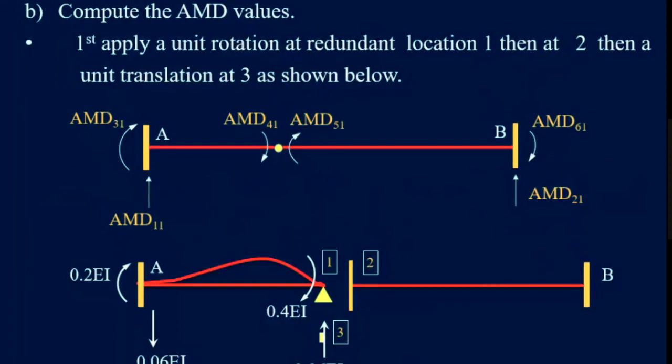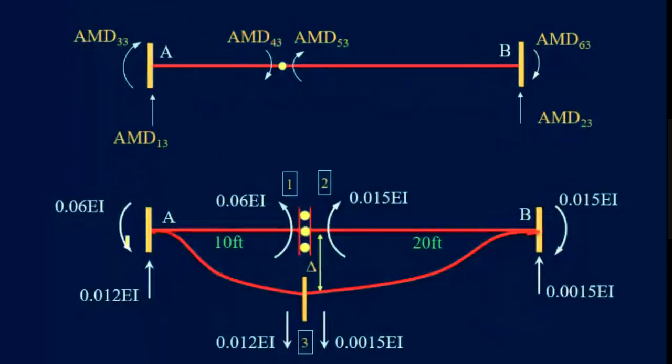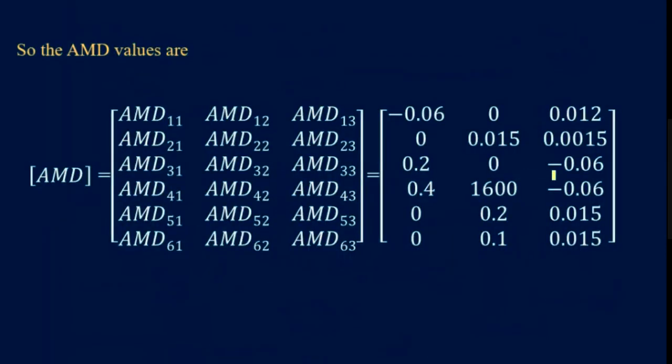Now you need to find the AMD matrix. Exactly as we did for the stiffness matrix, we will be finding the values of the AMD matrix. So now this becomes our AMD matrix. Again, I don't need to go into detail here because we have already done it quite many times.